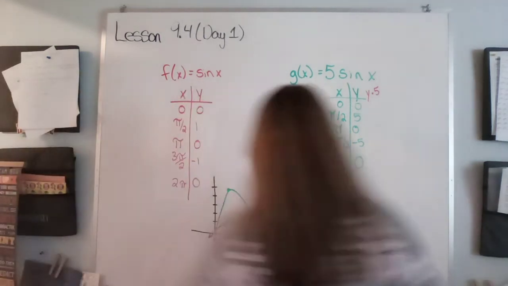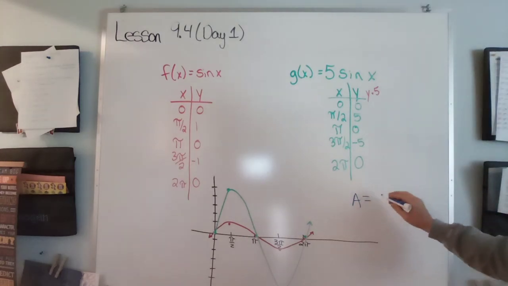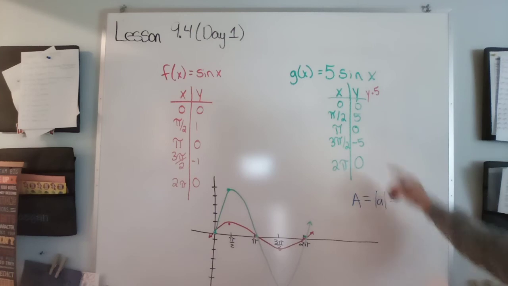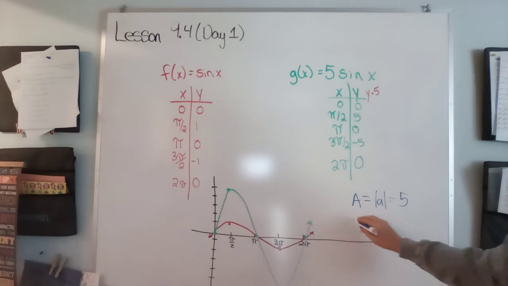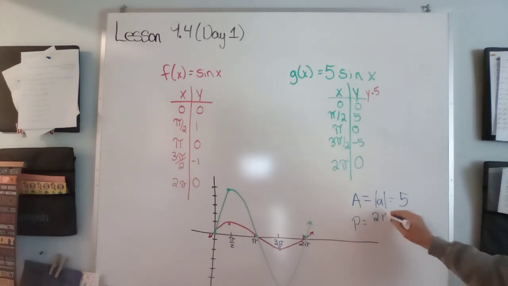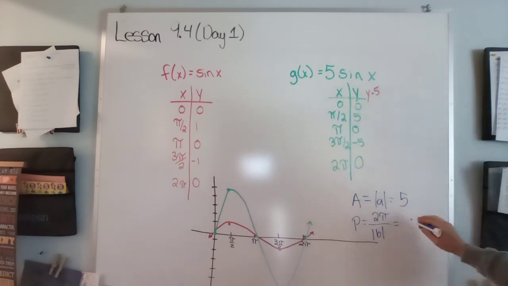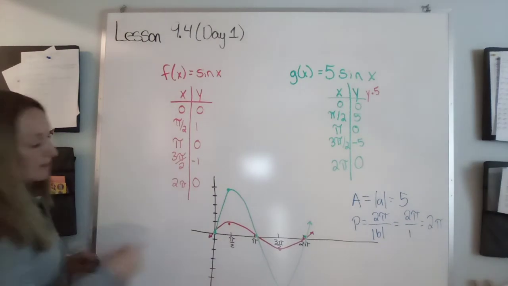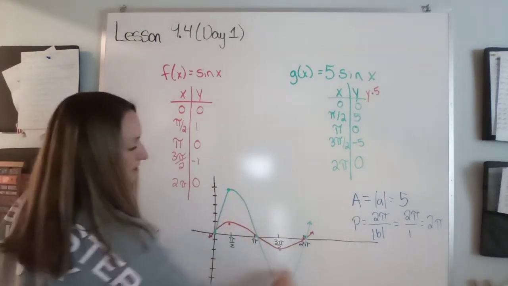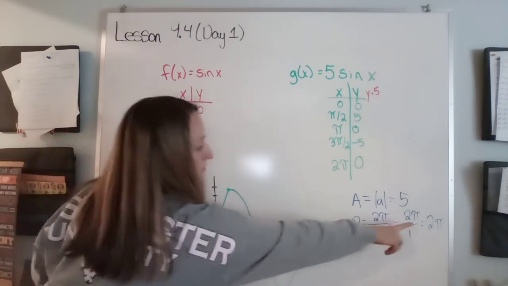Okay, so the amplitude is the absolute value of A. So for my new function, the amplitude is 5, because that's your A value. And the period is 2 pi divided by the absolute value of B. The B value is a 1, so it's just 2 pi over 1, which is 2 pi, which makes sense because, let's look at the graph now, this is one period. The one period takes place between 0 and, excuse me, 2 pi, which is what the period is.